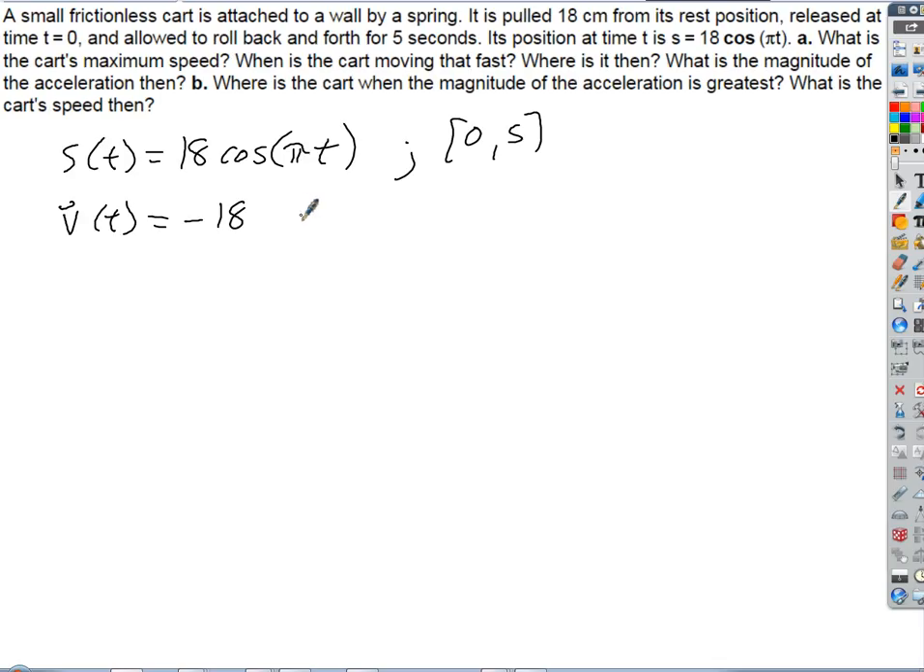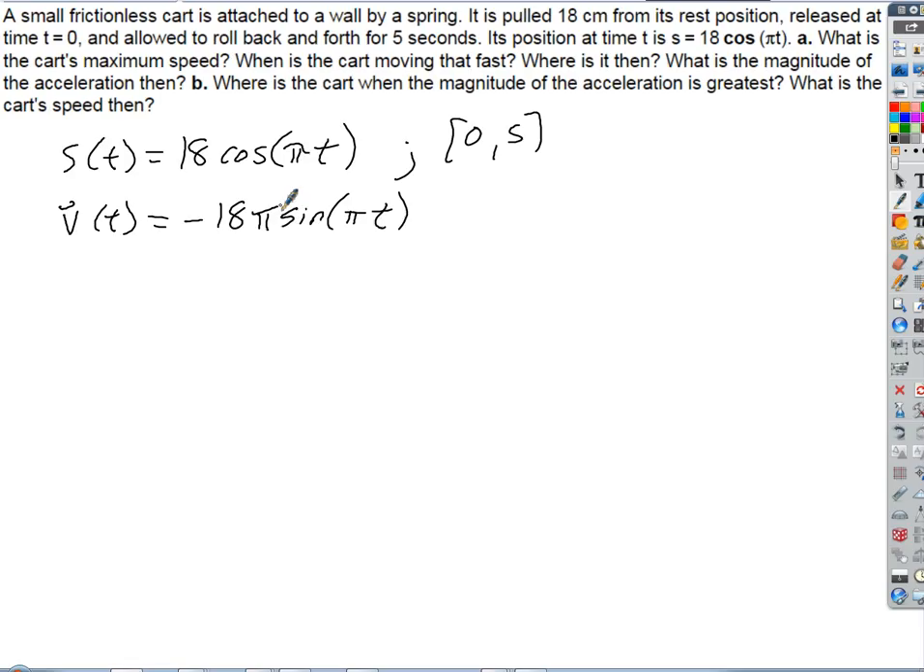Derivative of cosine is negative sine, times what? Pi. So I'll just put the pi out front with the 18. 18 is a constant. Okay, there you go. So that's our velocity function, right? Now that's what we're trying to maximize. Okay? So what are we going to do to maximize that function? What would we always do? Just figure out where sine is equal to 0.